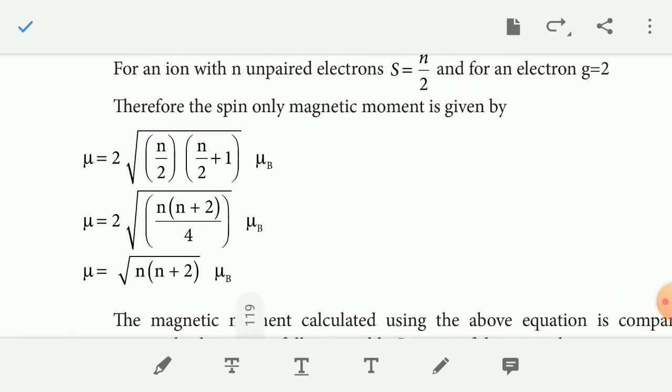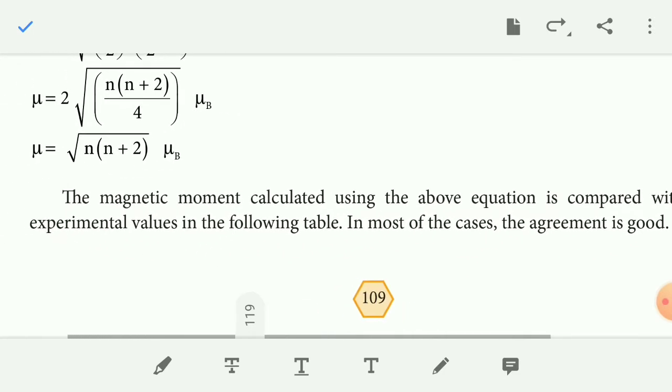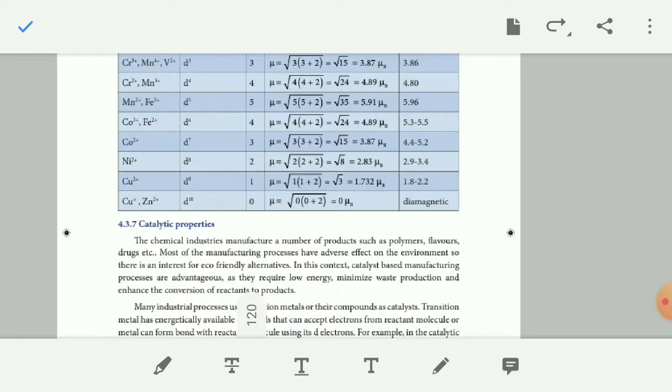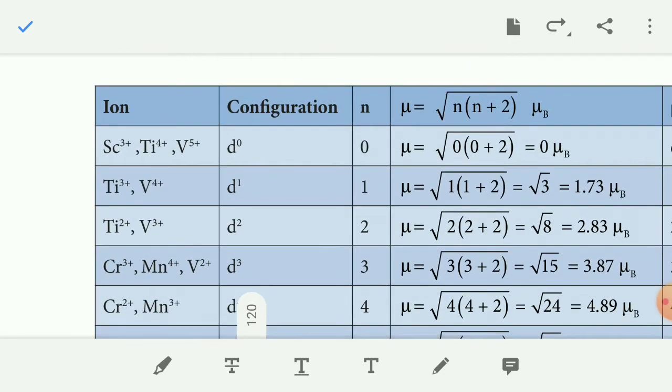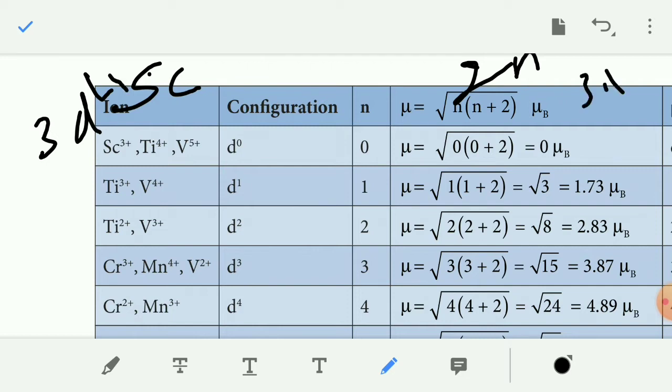This is the formula to find the magnetic moment of transition metals. The magnetic moment calculated using this equation is compared with the experimental value. In most cases, the agreement is good. Let us see an example of calculating the magnetic moment for some metals. In the table, for the first 3d series, the transition elements are scandium to zinc. Each row contains 10 elements. Scandium is 3d1 4s2, and zinc is 3d10 4s2.